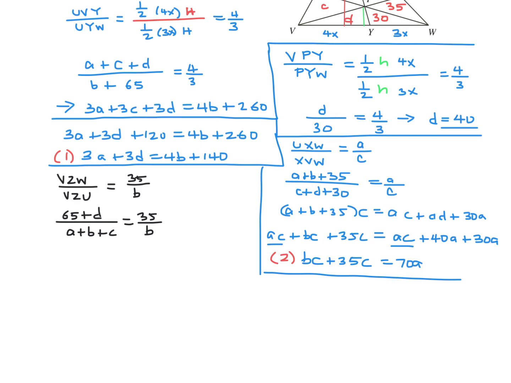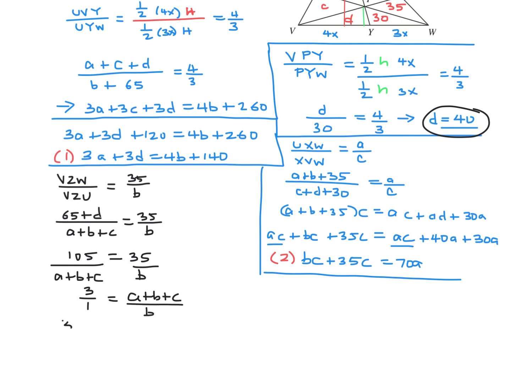So this, if I expand this, it would give me, well, D is 40, right? We got that from here, so I can put that. So that's 105, and this is 35, and this is A plus B plus C, and this is B. So that's going to be a 3-to-1 ratio. So that's going to be 3 over 1 is equal to A plus B plus C over B. And if I cross multiply, I get 3B is equal to A plus B plus C. And that means 2B is equal to A plus C. All right, great, finally. And this I will call equation 3.